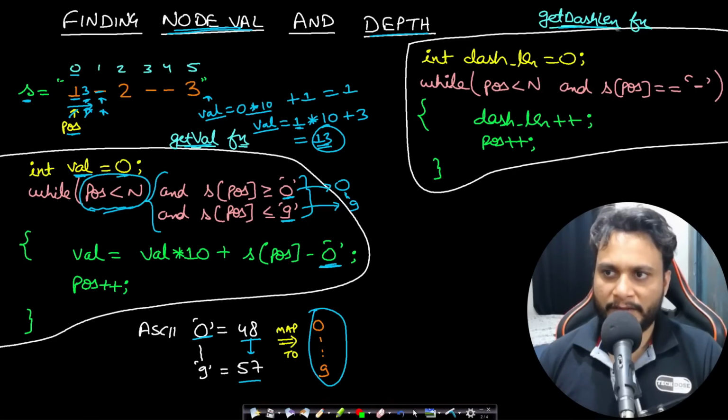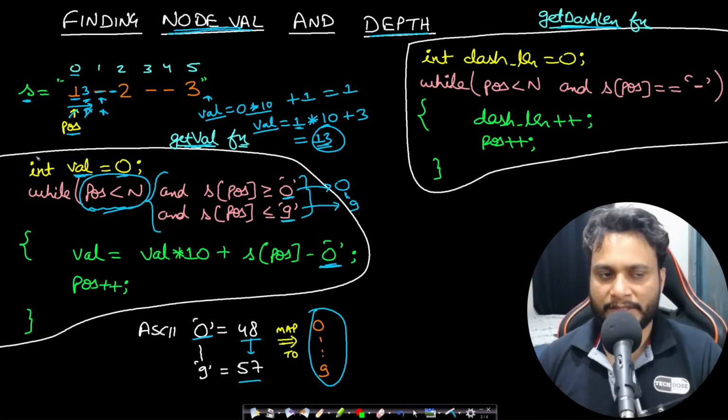Now the second utility function is get the dash length, because the dash length will be important to decide, whatever node you will be seeing, what is the depth of that node. So let's say there were 2 dashes. Now when you start your position at a certain point, first you assign the dash length to 0, and you should not go out of bound. And also the character that you are seeing must exactly be a dash, not any other character. It should not be a digit.